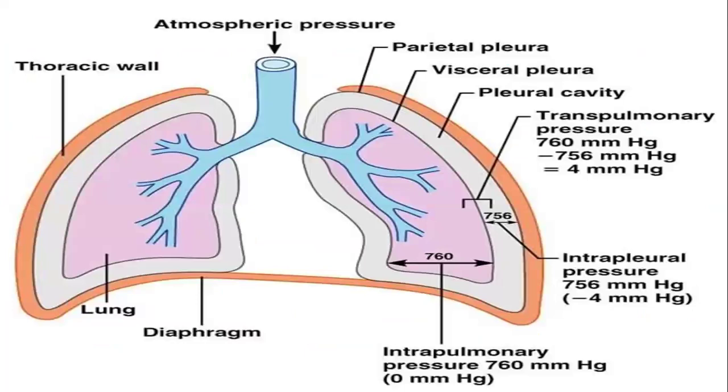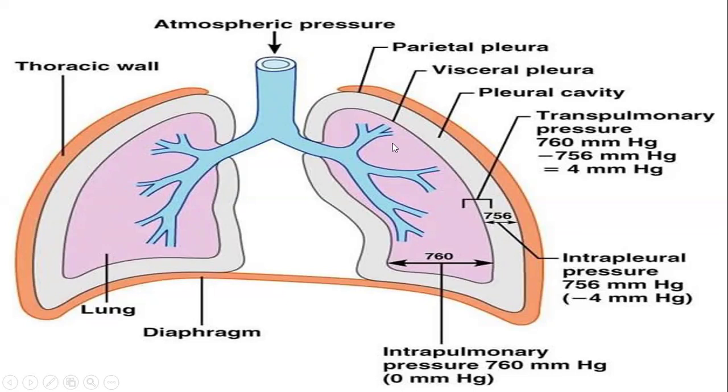So what we are talking about are these pressures. Okay, we have atmospheric pressure up there. Then we have intrapleural pressure here. In some literature you find -3, in others they say -4. So these are the pressures that we are talking about.